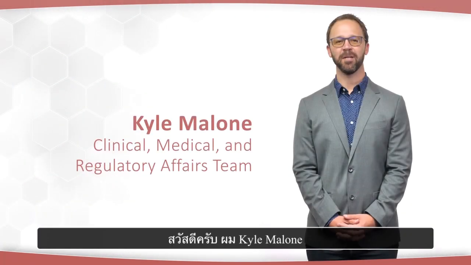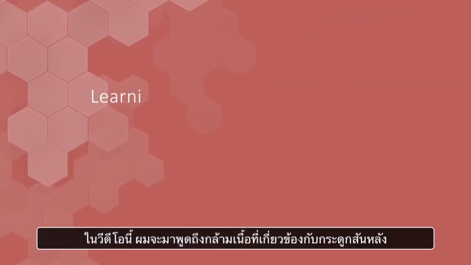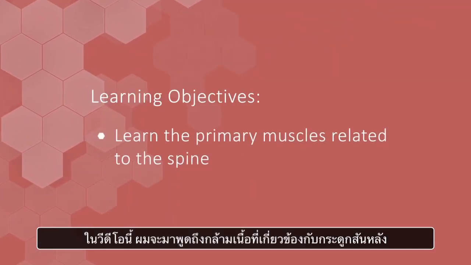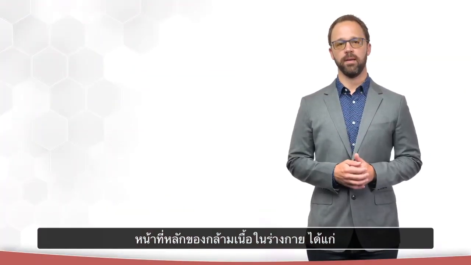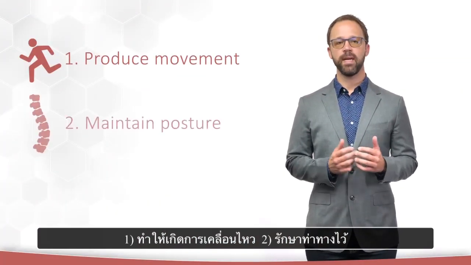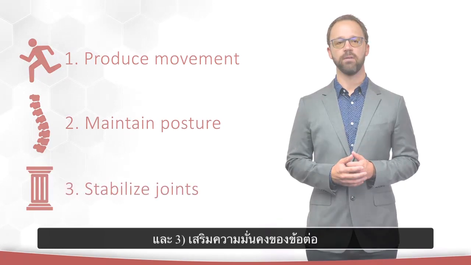Hi, I'm Kyle Malone. In this video, I'm going to talk to you about the primary muscle groups of the torso that act on the spine. Muscles play a major role in the body. They produce movement, maintain posture, and stabilize joints.